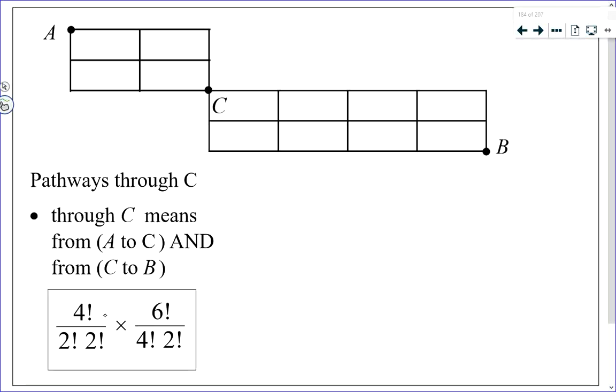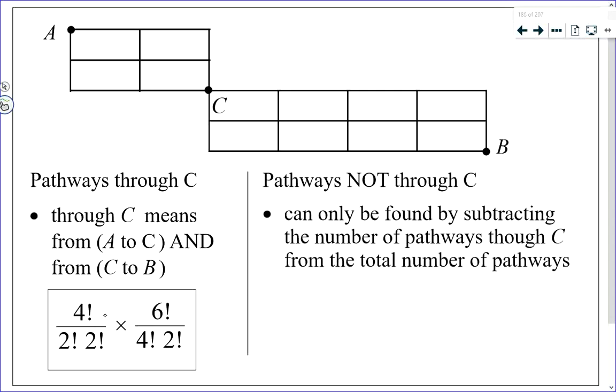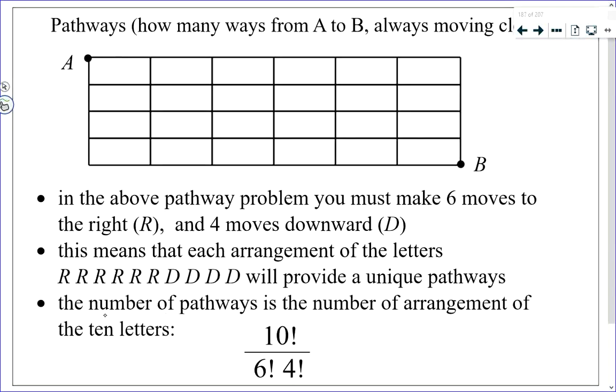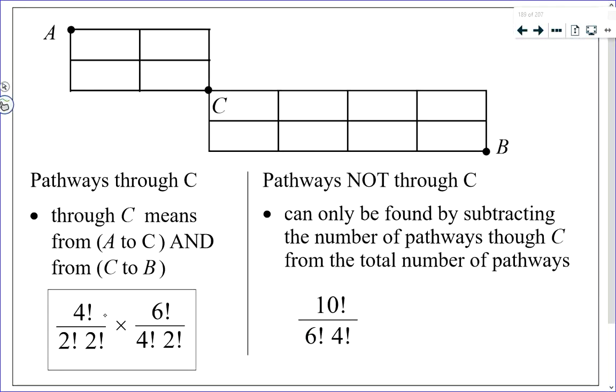Now, what if I said, how many ways are there to get from A to B not through C? It can only be found in one way: you have to take the total number of pathways and subtract the number that go through C. Just to remind you, the total number of pathways is the number at the bottom of the page. That's the total number of ways to go from A to B. And some of those you'll be going through C, and some you won't.